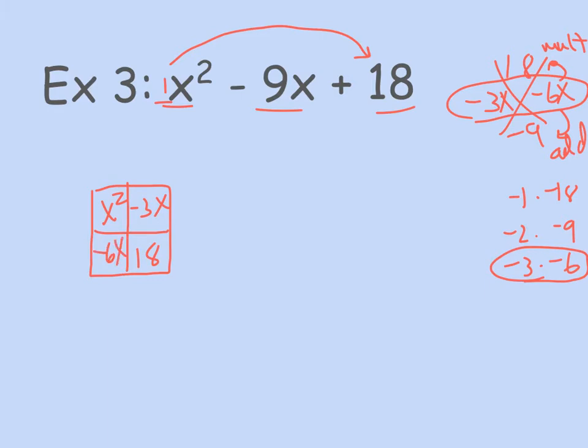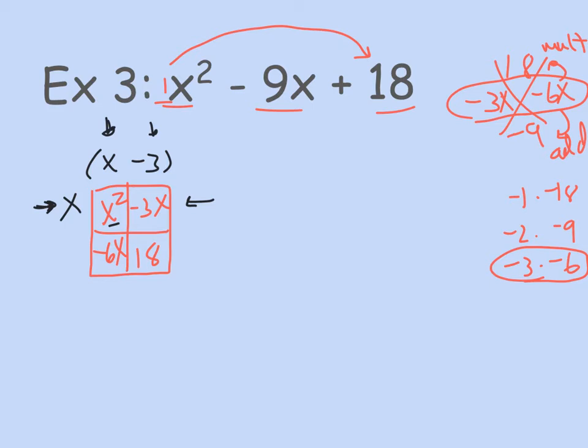Okay? So, I always start out this way. This column, the x squared and the negative 3x, they have an x in common. All these are kind of turning out to be very similar, and that's fine. So x times x is going to give me that x squared right here. And what I'm going to multiply by this x to get negative 3x, well, that's just negative 3. So guess what? That's my first factor.